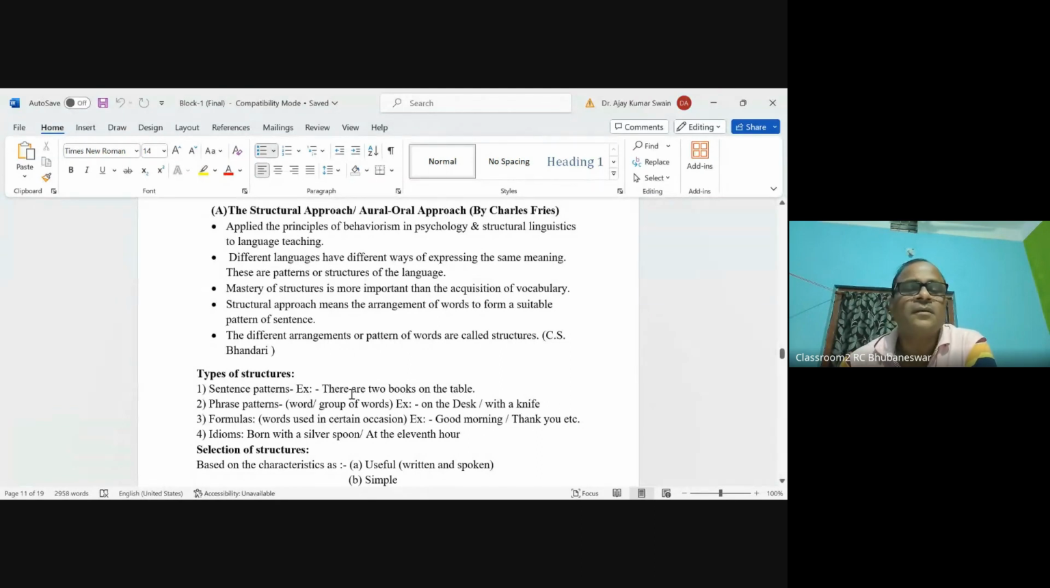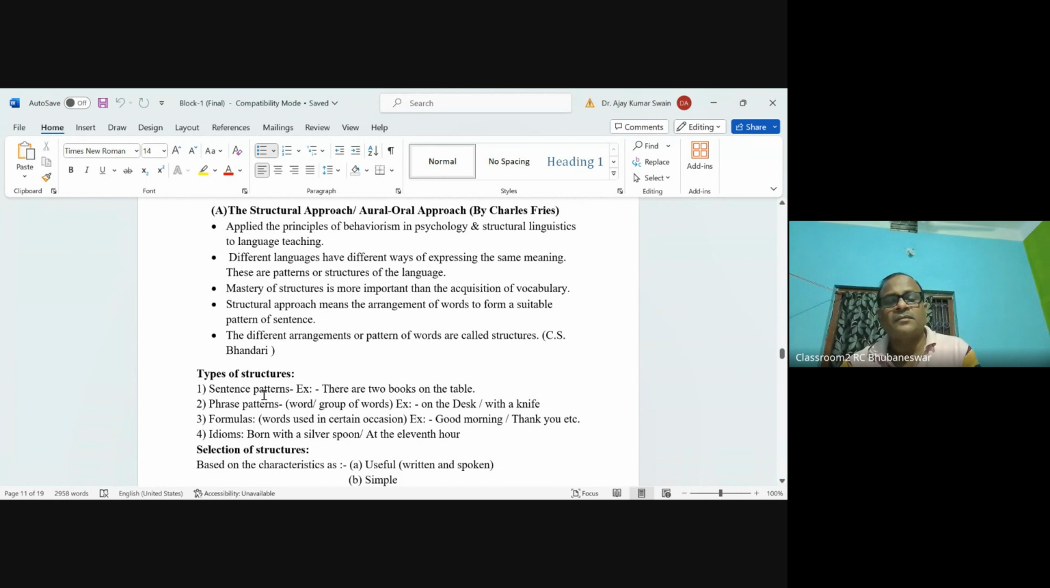Take this screenshot. Applying the principles of behaviorism in psychology and structural linguistics to language teaching is very important in this approach. Mastery of structure is more important than the acquisition of vocabulary. The different arrangements or patterns of words are called structures. Different types of structures are there.